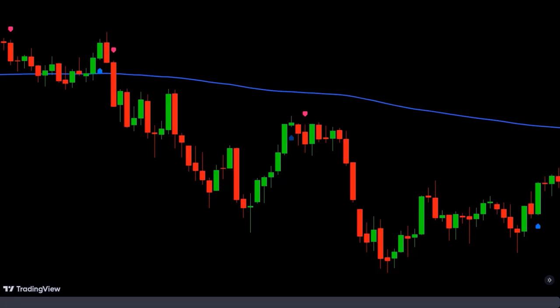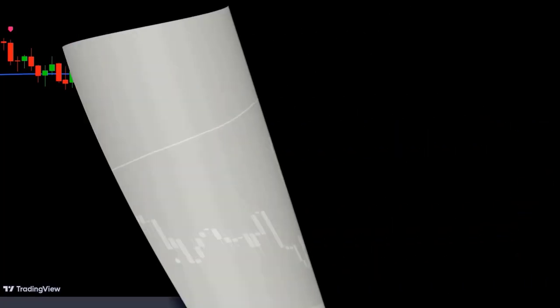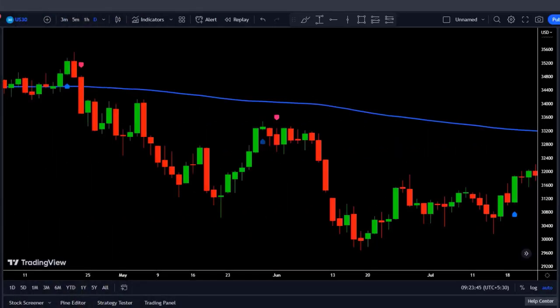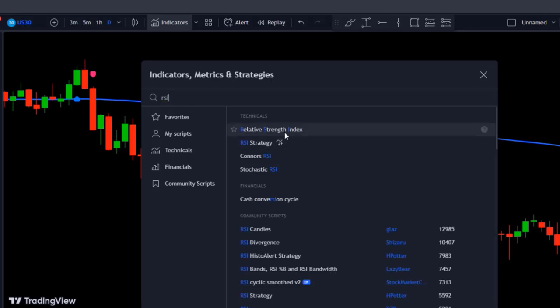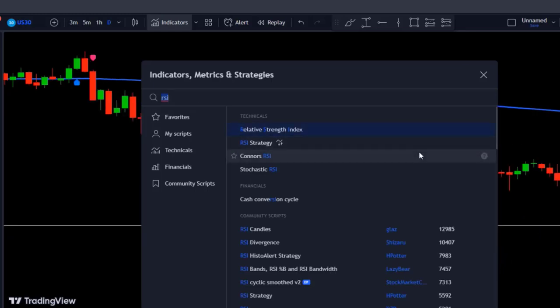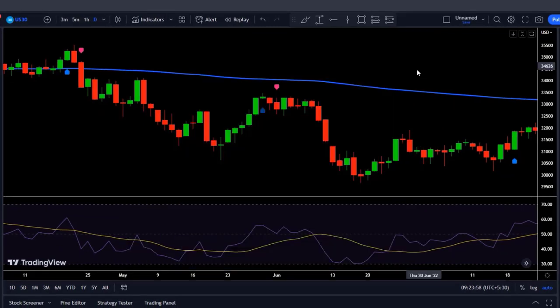If we take a look at the chart, we can see that this indicator does filter out a lot of fake signals, but there are still some left. That's why ChatGPT suggested using the relative strength index as secondary confirmation. As you probably know, the RSI is used in trading to measure the strength of a security's price action.